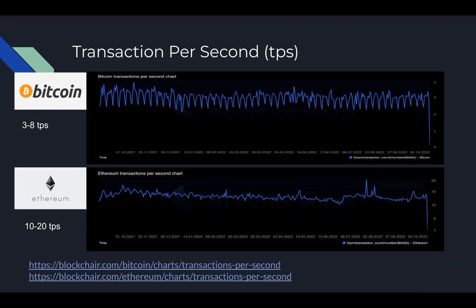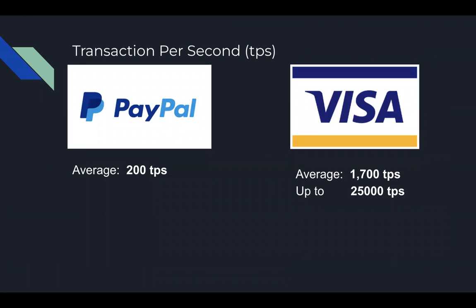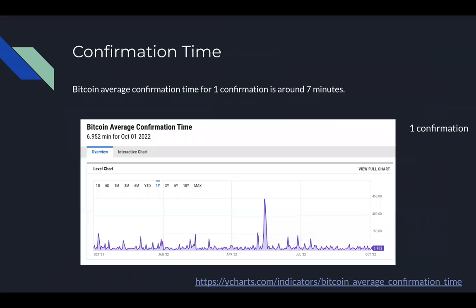In order to scale, blockchains should handle more transactions when more resources are added to the network. But the reality is not the case. According to the chart, the Bitcoin network can only handle 3 to 8 transactions per second. The Ethereum network can handle 10 to 20 transactions per second. While PayPal can process 200 transactions per second, Visa can process up to 2,500 transactions per second. Compared to PayPal and Visa, it is apparently not enough for cryptocurrencies like Bitcoin and Ethereum to have real-life usage.